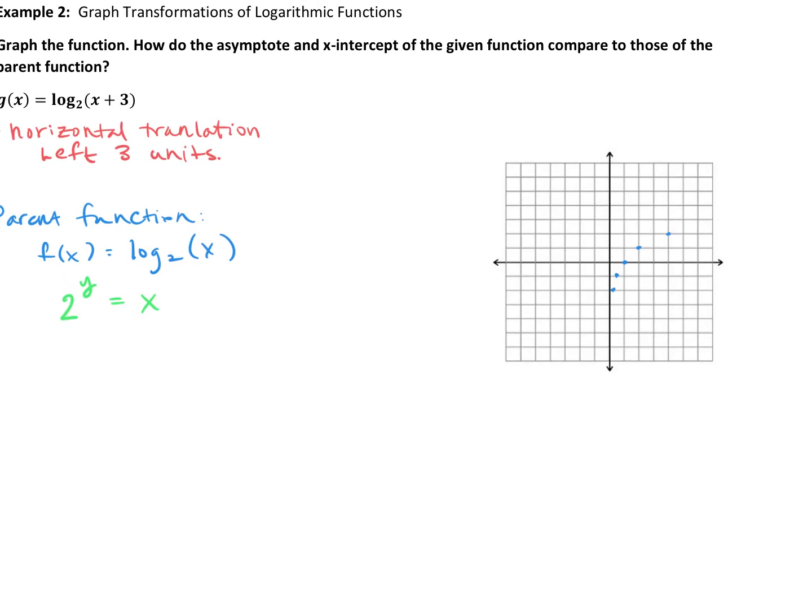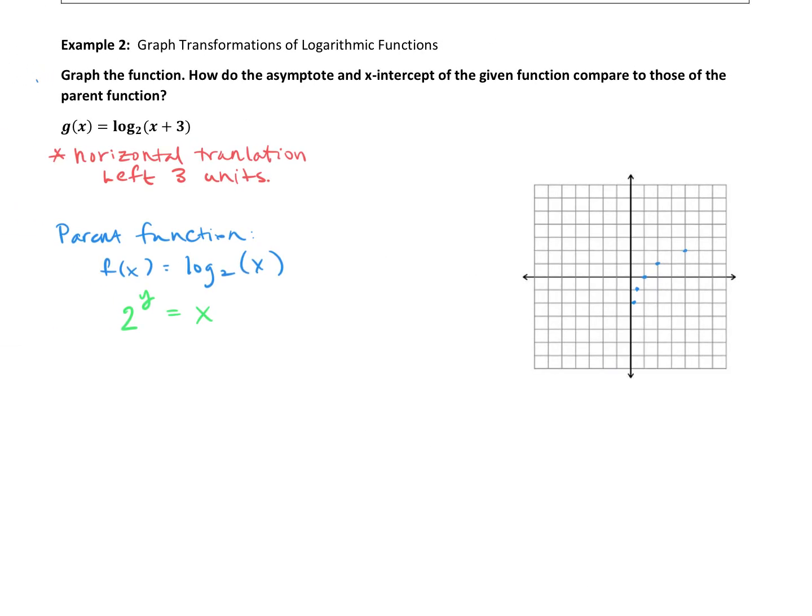Now the g of x function has a translation of this. We're just going to shift every point to the left 3 units. I do think it's easier to start with your asymptote. The asymptote of the parent function is the vertical line at x equals 0. Well, that's going to shift to the left 3 points, and we want to draw that in. That just helps guide our graphing. So there's our shifted asymptote. Now it is at x equals -3.